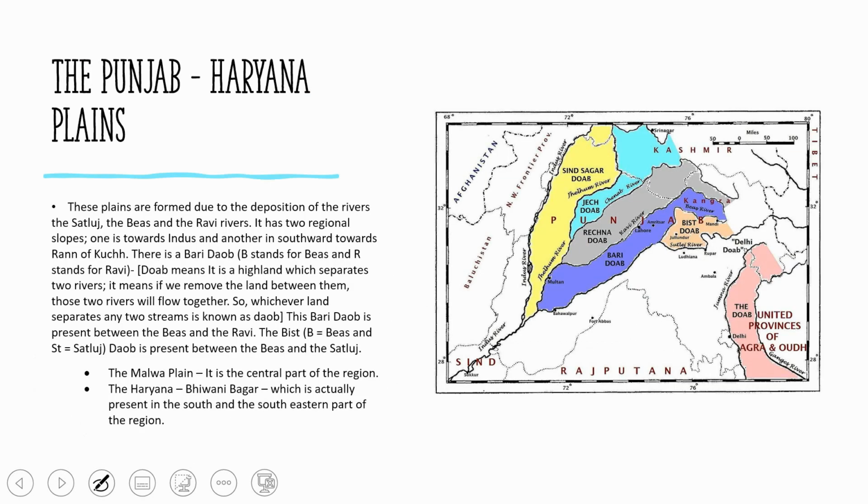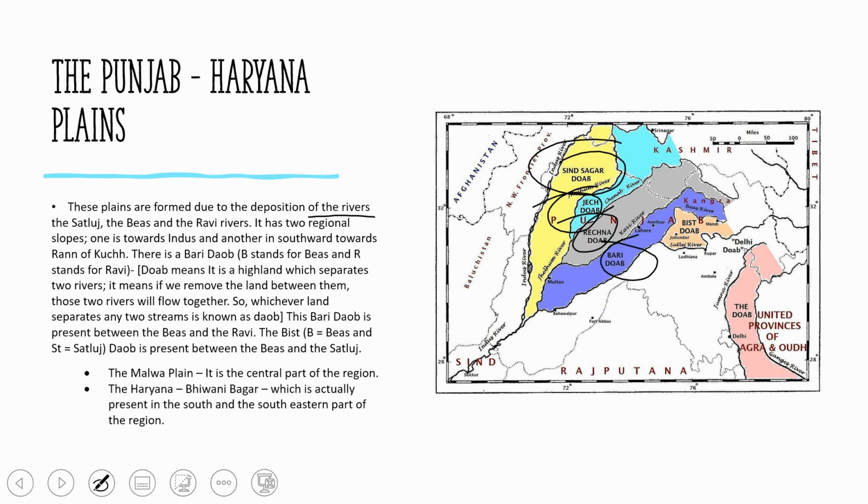Now the Punjab-Haryana plains. In Punjab-Haryana, we will see the formation of Bari Doab, Rechna Doab, then Jech Doab, and then Sindh Sagar Doab. So these are the most important. Bari Doab is the most important. These plains are formed due to the deposition of the rivers, the Satluj, the Beas, and the Ravi river. These are the Punjab regions and Haryana plain regions.